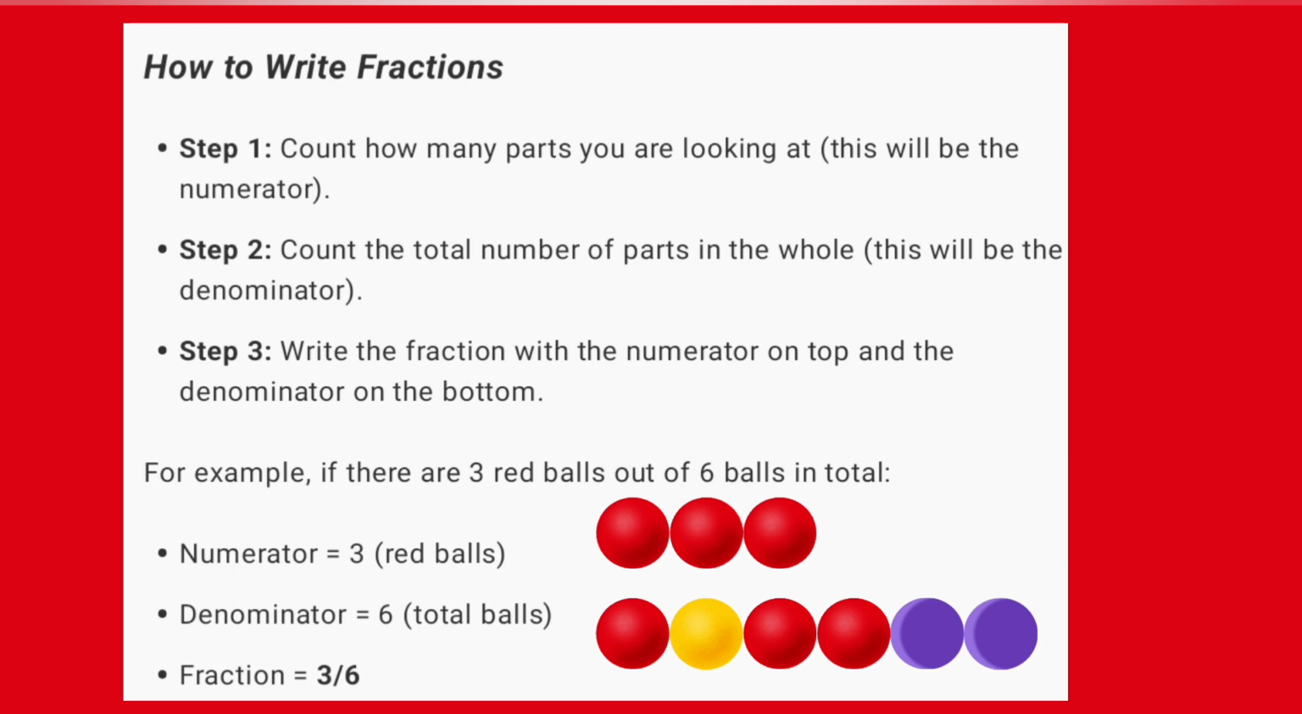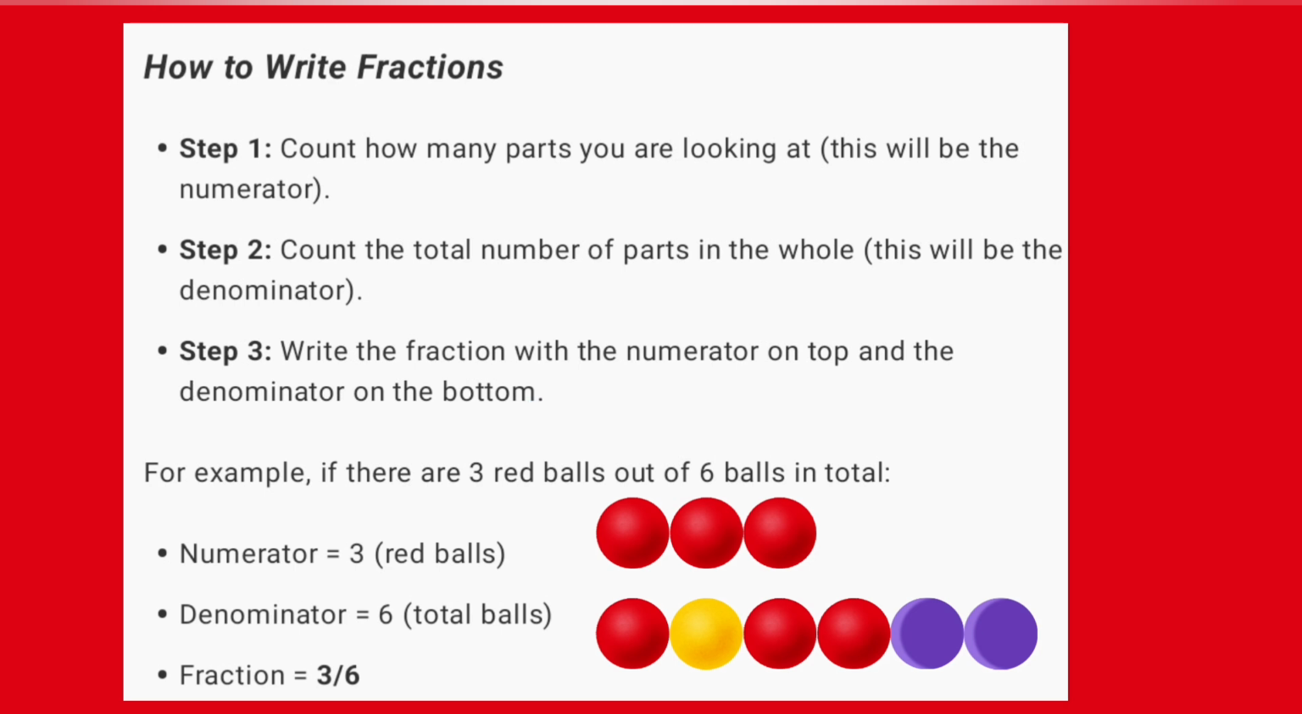Step 1, numerator: count how many parts you are looking at. Then denominator: count the total number of parts in the whole. Write the fraction with the numerator on top, then a fraction bar, that is the line in the middle, and at the bottom you have to write the denominator. Okay, here is an example.